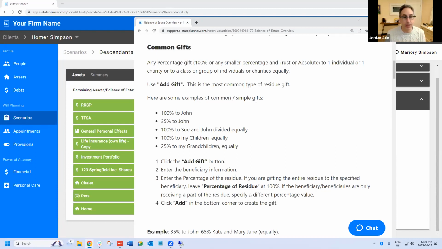So if you're ever giving an entire portion of the residue, whether it's 100% or some smaller percentage or part, to one person, or to two people but equally, or to a group of people but equally, or to a class of people but equally, you're going to use this simple approach, which is just adding a gift. You add a gift, and you pick who the beneficiaries are, the percentage that they're getting, and that's basically it.